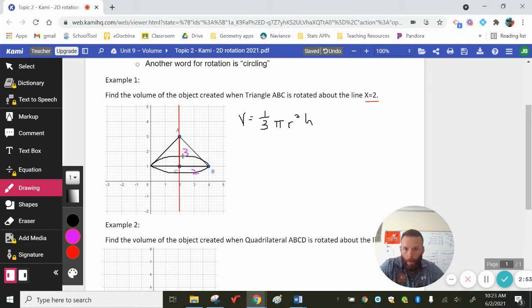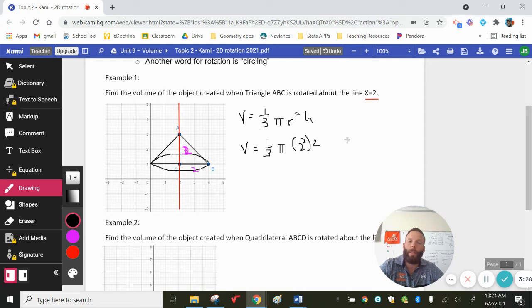Sorry, let me count again. That's just 2. So both my radius and my height are the same distance. Probably should have planned that one out better. But that means the volume is going to be 1/3 times pi times the radius length, which is 2 squared, times the height, which is also 2. Go ahead and multiply that, and that'll find the volume of this particular cone.